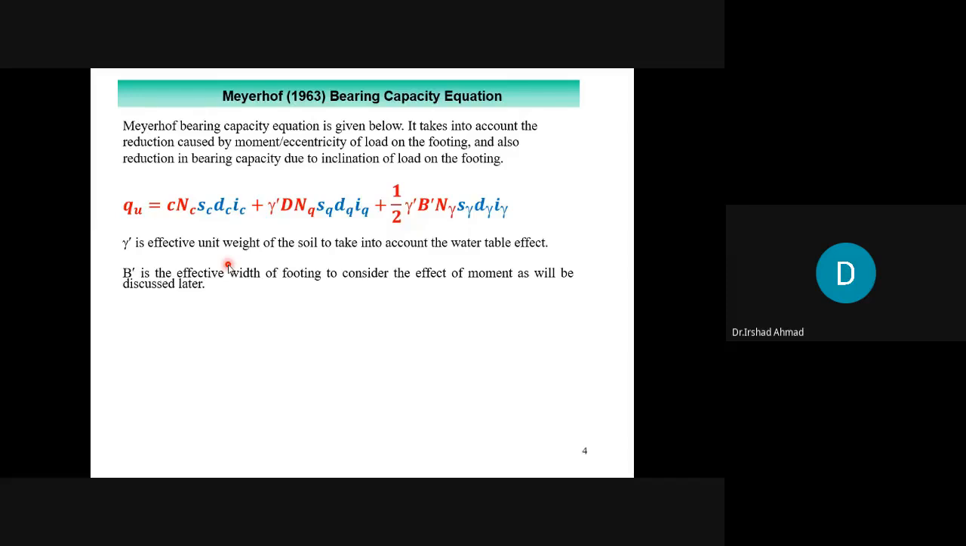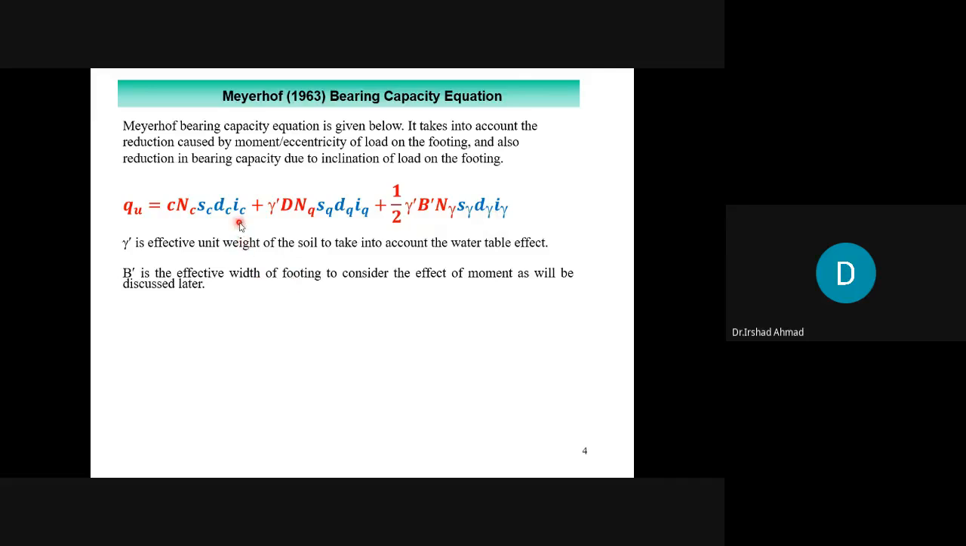So, by using depth factors, even if your foundation is deeper than the breadth of the foundation, you can use this equation. Whereas in Terzaghi, it was applicable only to those foundations which are shallow, very shallow, where the depth of foundation is less than or equal to the breadth of the footing. But here, even if the depth is greater than the width of the footing, you can use these depth factors to take into account the effect of the depth.